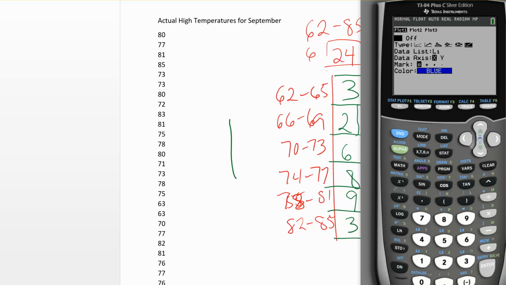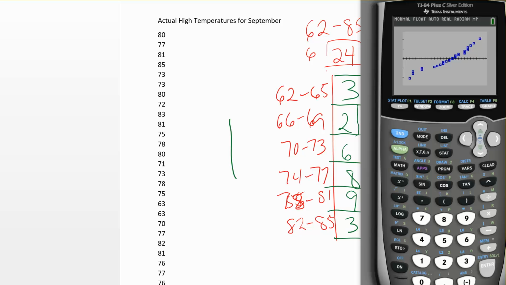And we want to make sure that the type of graph that we're doing is the one over here on the right that looks like a line. What that's going to do is give us a normal quartile plot. So once I have Plot 1 on and have selected the right type, and the data list is L1, which went in there by default since it's the only list we have, we're going to quickly look at it by going Zoom and 9, ZoomStat, and there is the normal quartile plot.